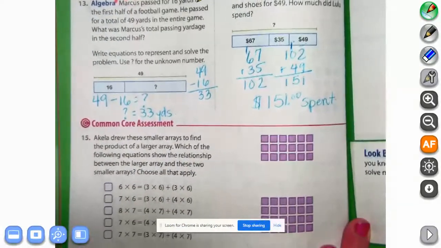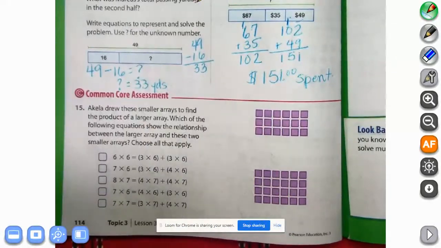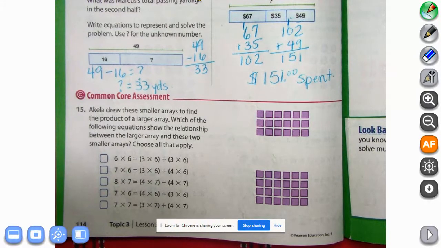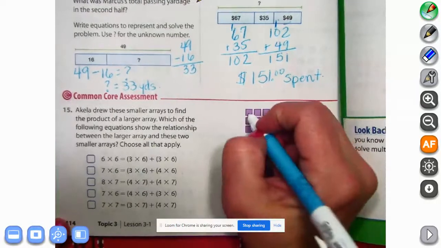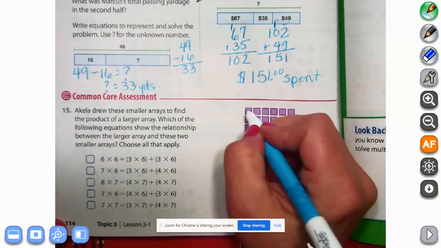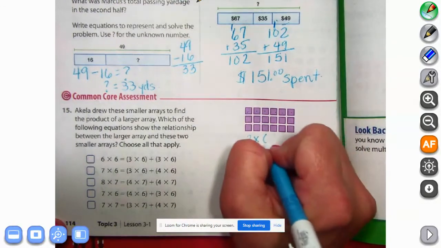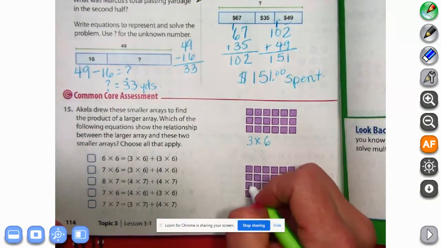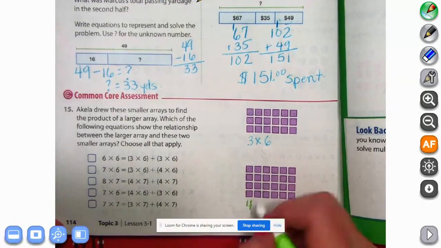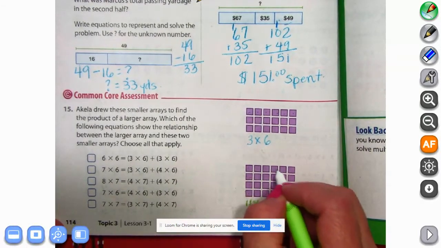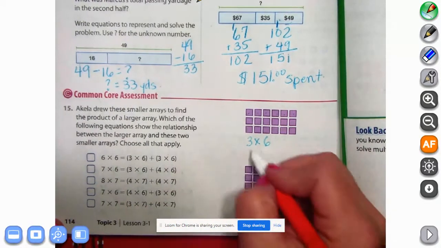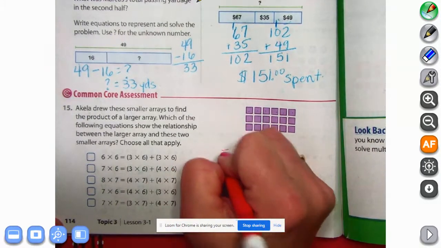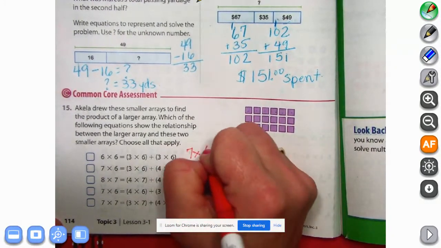And the last one. Akila drew these smaller arrays to find the product of a larger array. Which of the following equations shows the relationship between the larger array and the two smaller arrays? Choose all that apply. So this one is 3 times 6. And this one is 4 times 6. So the main problem is 3 plus 4 is equal to 7 groups of 6.